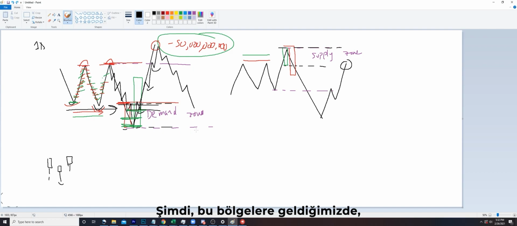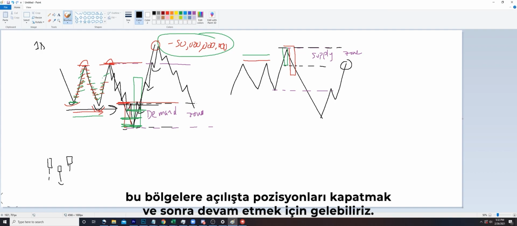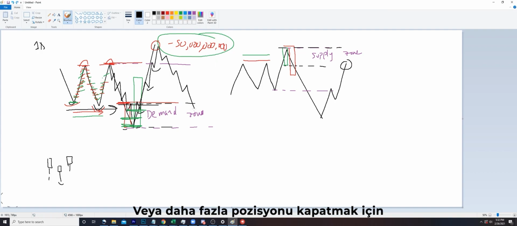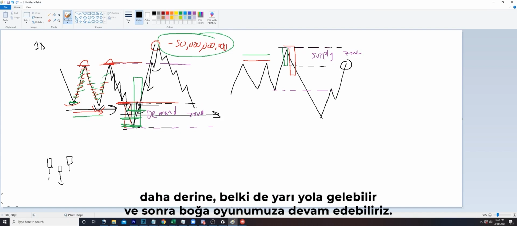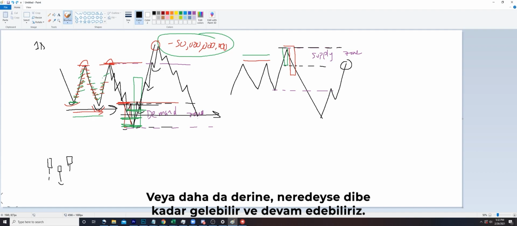Now, when we come to these zones, we can come to these zones to close out of positions at the open and then continue, or we can come deeper to close even more positions and maybe the halfway and then go off on our bullish play, or we can come even deeper to nearly the bottom and then continue.